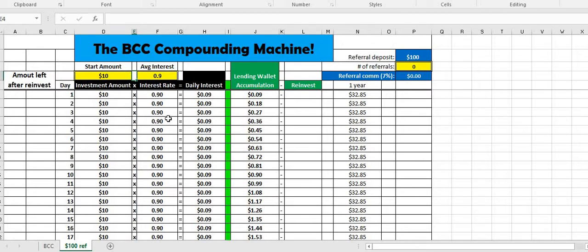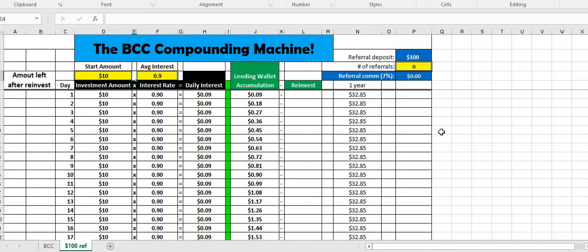So if we started with $10 and we had an interest rate of 0.9% and we made 9 cents every day, and we just let that add up, at the end of 1 year we would have $32.85, okay? What though if we took the 9 cents every day and reinvested it every time that we could? Now, with this particular example, this spreadsheet has been built to work around one of these specific platforms, and in that specific platform, you have to reach $10 in your lending wallet before you can actually reinvest.